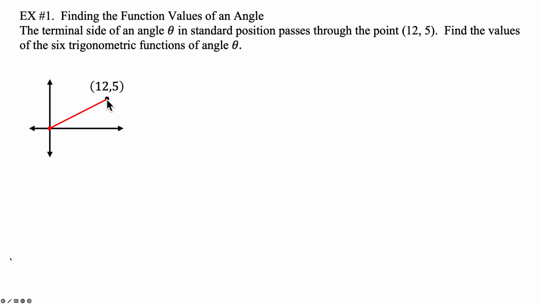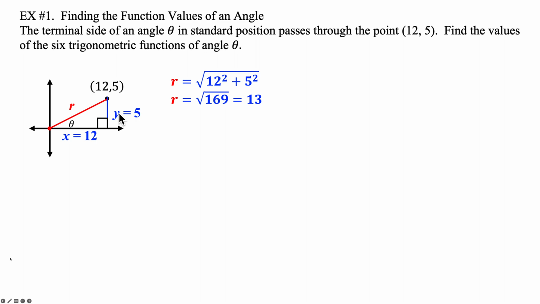Again, drop a perpendicular side to the x-axis to build this right triangle so we can use our Pythagorean theorem. There's my r. Here's my x being 12. Here's my y being 5. r is equal to the square root of 12 squared plus 5 squared. So we'll have all three sides of our triangle for this angle theta right here. So let's see, 144 plus 25 is 169. The square root of 169 is 13.